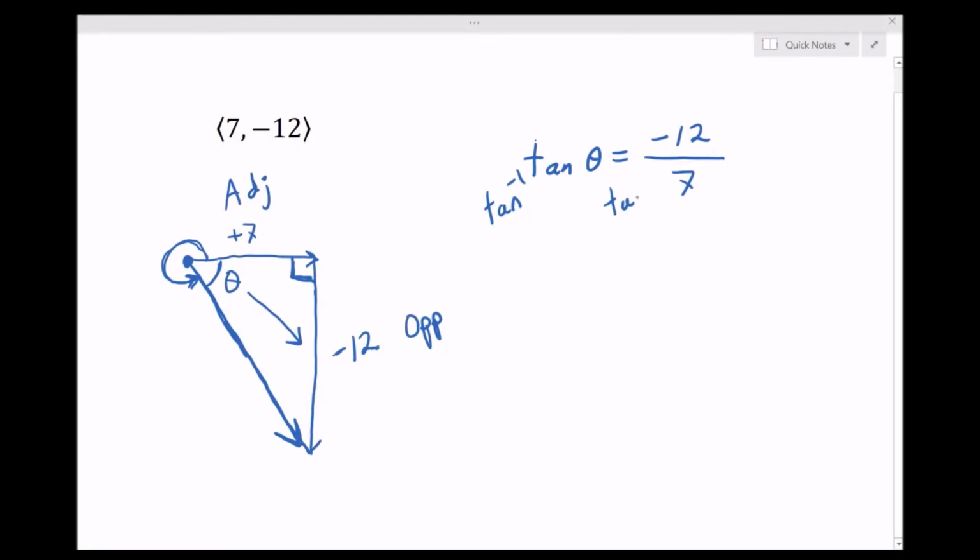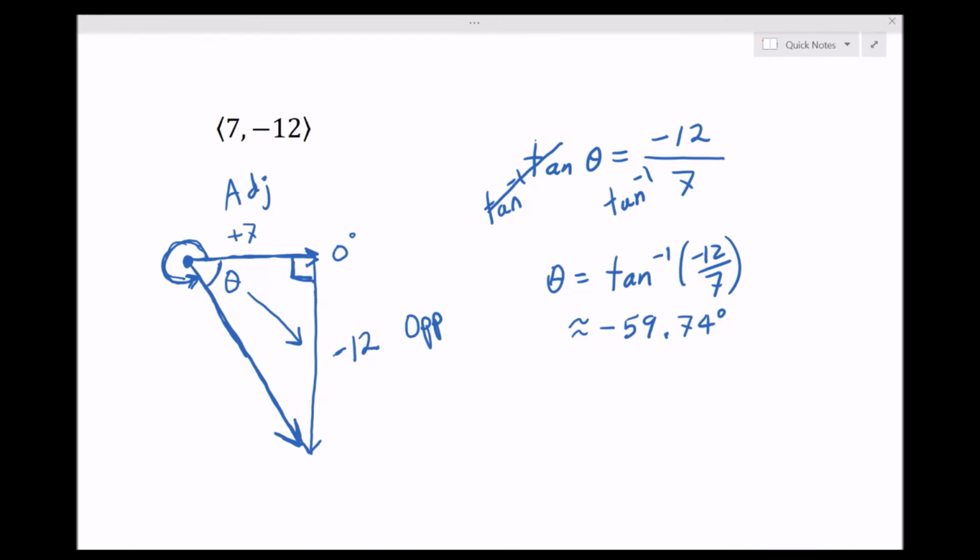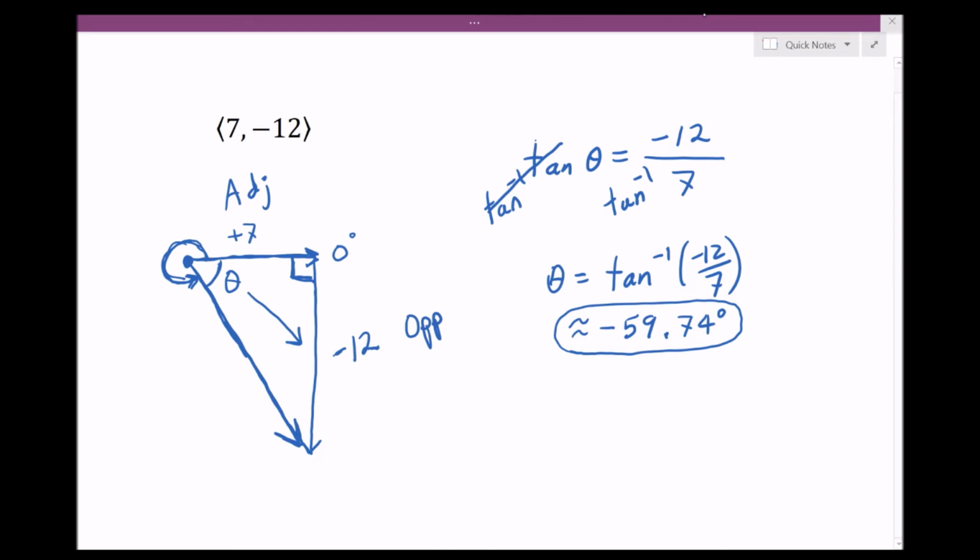And here's where it gets tricky. These go away. You get theta is the inverse tan of negative 12 over 7. In my calculator, don't forget to use the right mode, I get negative 59.74 degrees. And here's the tricky thing. Sometimes you will get the wrong answer because of this angle messiness over here. Now think about it. 0 degrees is this way, right? Our answer is saying negative 59 degrees. So I would always encourage you to do a sketch, because our sketch tells us actually negative 59.74 is a correct answer. And if you recall, multiple angles can mean the same thing. So negative 59.74 is a possible answer for this.